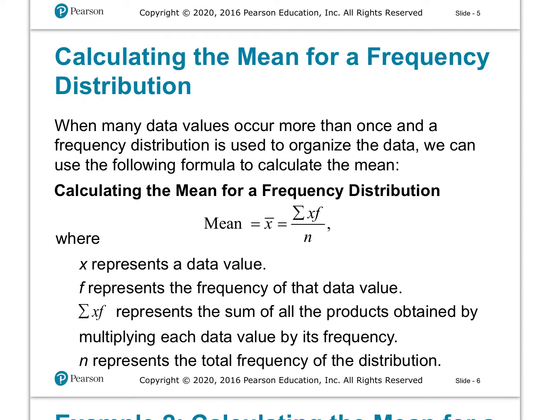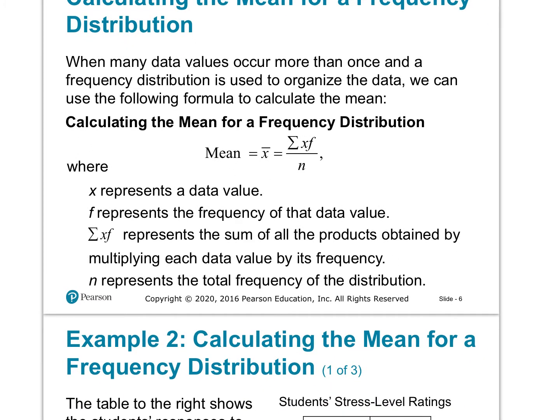All right, calculating the mean for a frequency distribution. So when many data values occur more than once and a frequency distribution is used to organize the data, we can use the following formula to calculate the mean. Calculating the mean for a frequency distribution is sigma xf over n. Where x represents the data value, f represents the frequency of the data value, and sigma xf represents the sum of all products obtained by multiplying each data value by its frequency. And then n represents the total frequency of the distribution.